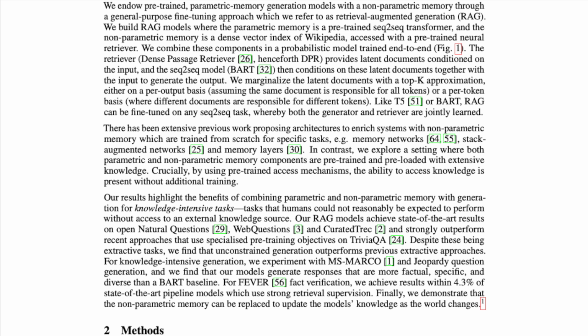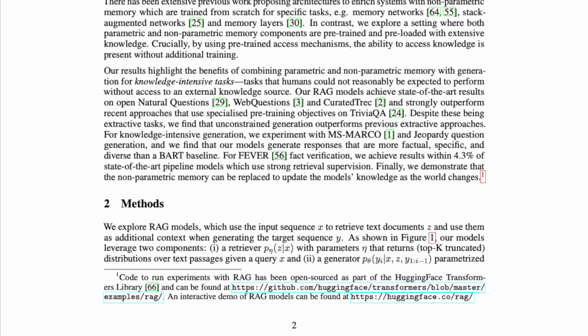For knowledge-intensive generation, we experiment with MS-MARCO and Jeopardy question generation, and we find that our models generate responses that are more factual, specific, and diverse than a BART baseline. For FEVER fact verification, we achieve results within 4.3% of state-of-the-art pipeline models which use strong retrieval supervision. Finally, we demonstrate that the non-parametric memory can be replaced to update the model's knowledge as the world changes. 2. Methods.